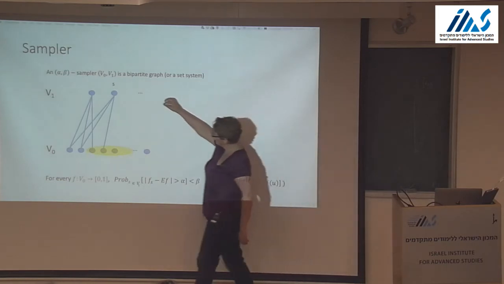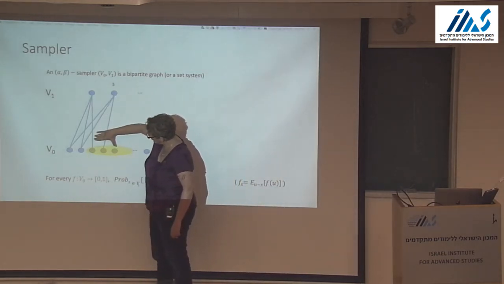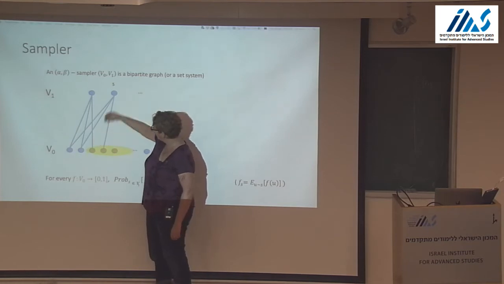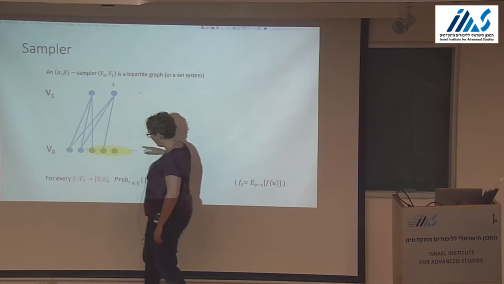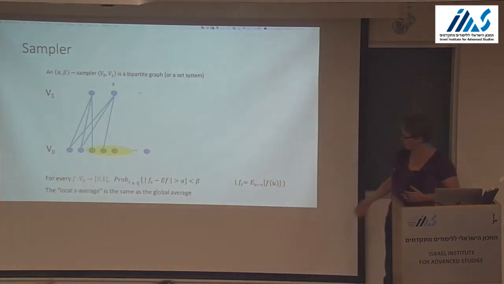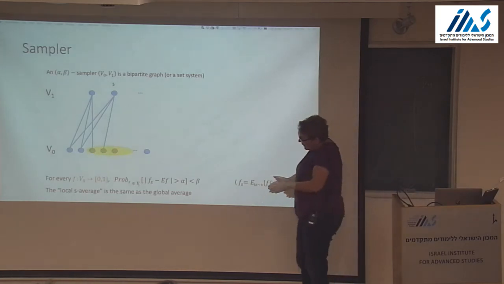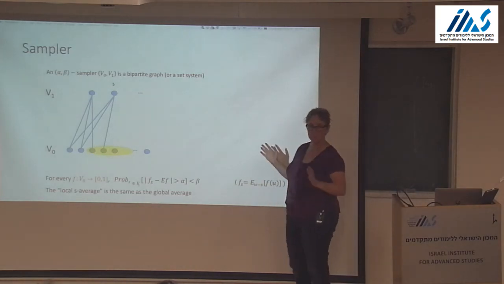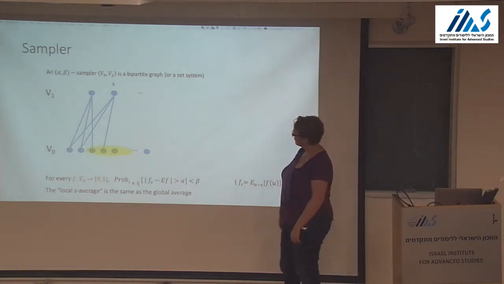You see, so s looks down at all of its neighbors, and it averages their value, and it gets some kind of number. And this number should be very close to the global average. Okay, so then you say that this graph is a sampler. The sampler just means that the local S average is the same as the global average. And from V1, we sample uniformly.